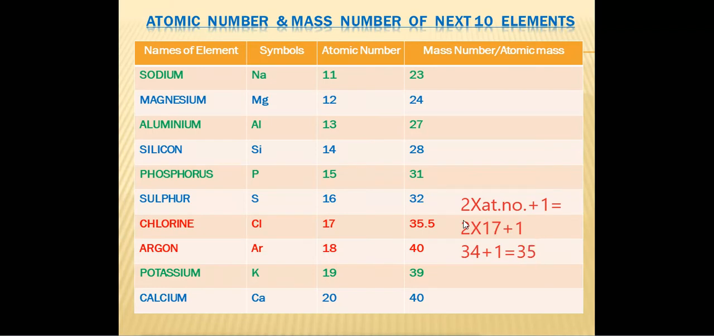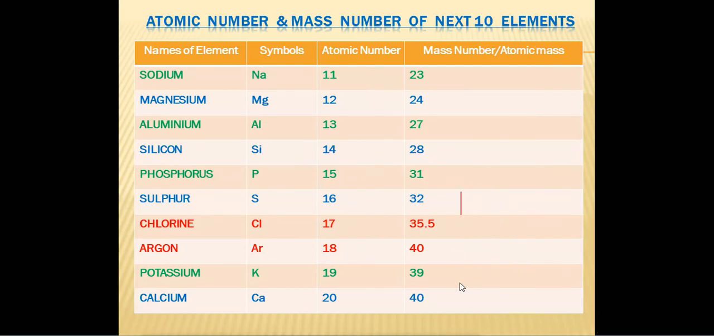In 35, what will we do? We'll add 0.5. Then how much will we get? 35.5. This is the atomic mass, the mass number of chlorine. So what we have done: we use the same formula as we use for odd atomic numbers, 2 into atomic number plus 1. 2 into 17 plus 1, that is 35. In 35 we have to add 0.5, then we get 35.5. Like this you can calculate the atomic mass of chlorine.